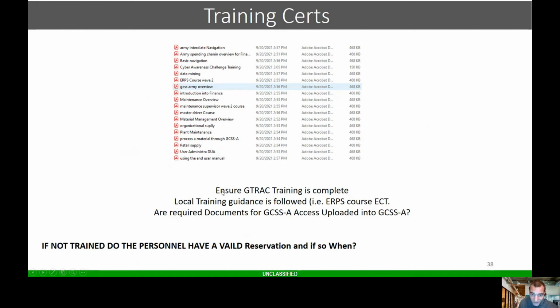So in short, G-Track training is complete, right? So all documents and GCS access uploaded into the system. If you go into your personnel file in GRME or Access Admins, they have the approval. They can upload all these to your personnel file. So they're always there. The only thing you're going to have to update is your 2875 or any substitution 2875s that you may have, or when you go to your next unit, right?